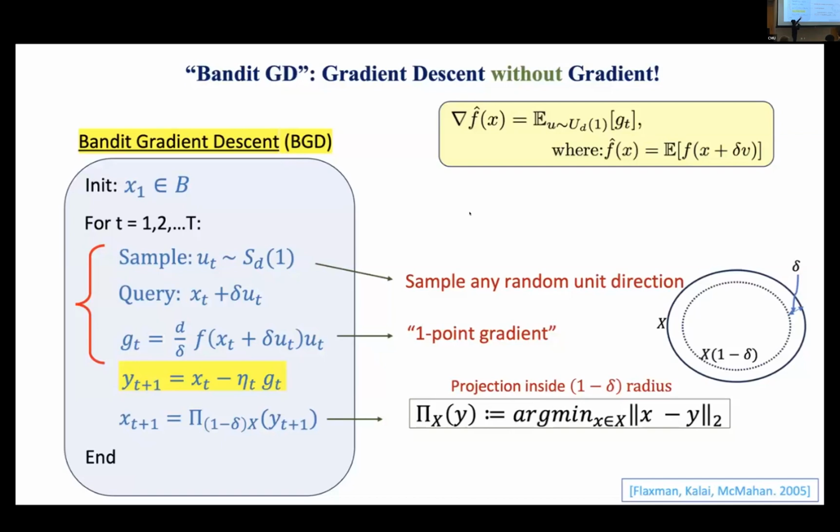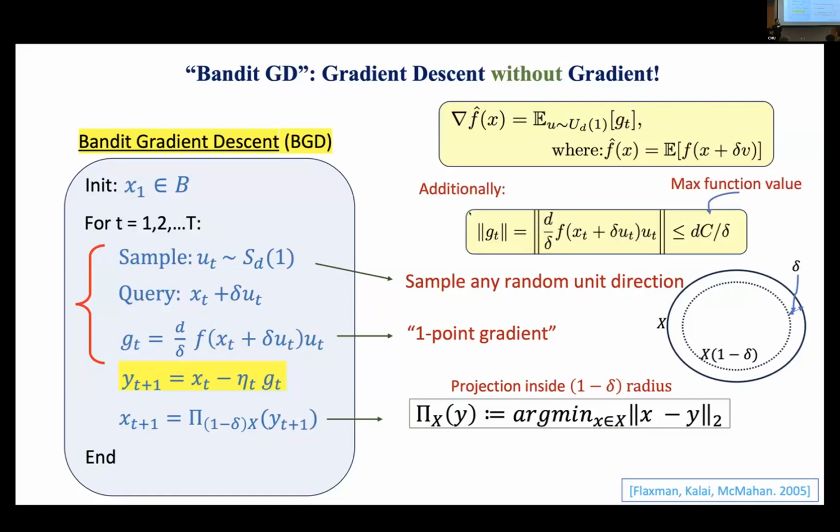There is a very small detail here. I have to project slightly within my set X. Suppose that X was my original set, I have to now project within a 1 minus delta radius, because I'm doing xt plus delta ut. So if I stay slightly inside, and I take a delta step, I still stay inside. So that's a small step here. That's not very difficult.